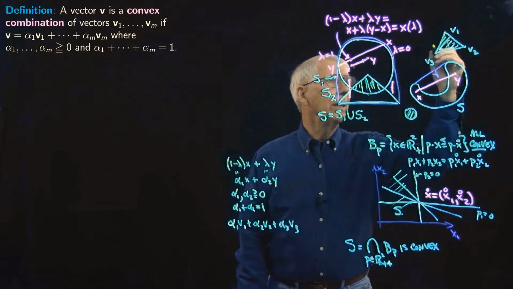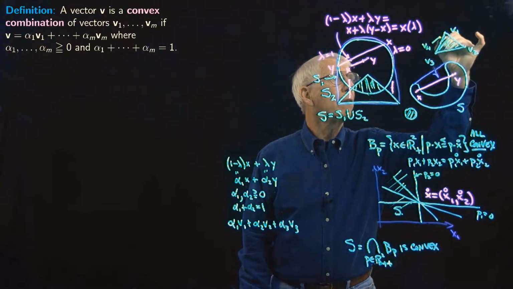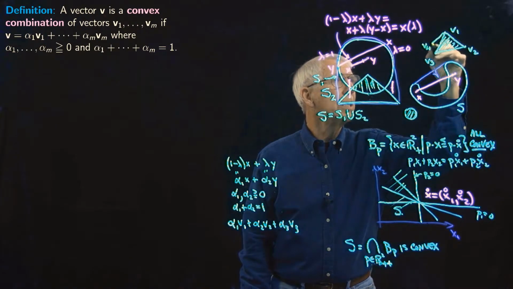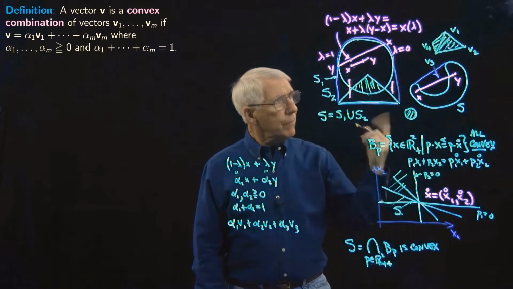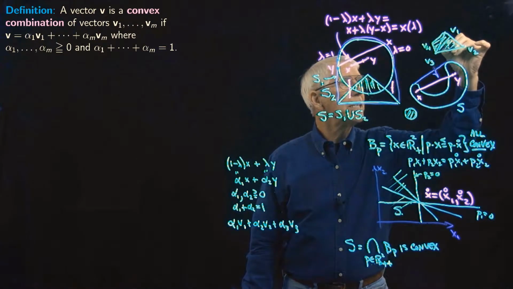Suppose I have a 4th point. Let's take one over here. Well, now all the convex combinations of these 4 points is going to be everything in here. Suppose I have a 5th point. Suppose that 5th point is inside here.